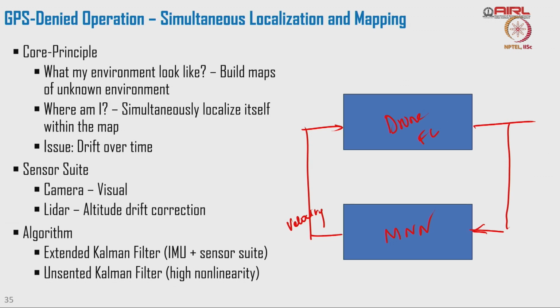So one can use a recurrent network to estimate the velocity and fuse it with an external Kalman filter to get the state of the system, and that can be used inside your control logic. Thereby you can handle GPS denied operations.